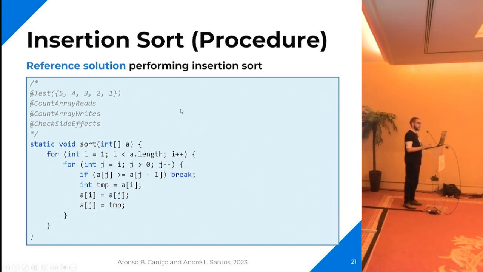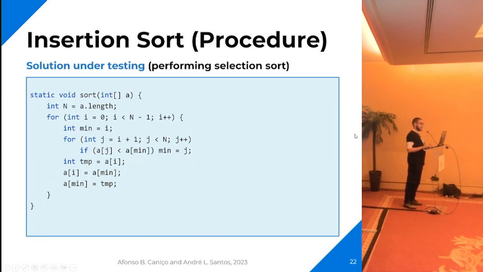And to guarantee that their algorithm is correct, I want to test the number of array read and write operations. And I want to check what side effects the procedure produces on the argument that was passed. So I'm expecting it to be sorted, so I'm expecting 1, 2, 3, 4, 5. So the student doesn't really like insertion sort. I'm assuming that they're very, very nasty here, so they implement selection sort. So this is a standard implementation.